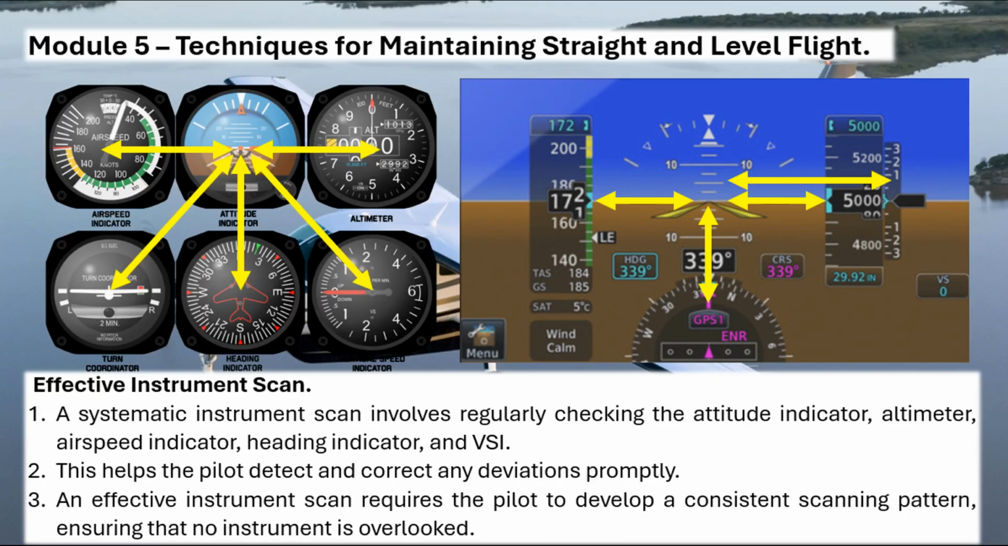Techniques for maintaining straight and level flight. Effective instrument scan. 1. A systematic instrument scan involves regularly checking the attitude indicator, altimeter, airspeed indicator, heading indicator, and VSI. 2. This helps the pilot detect and correct any deviations promptly. 3. An effective instrument scan requires the pilot to develop a consistent scanning pattern, ensuring that no instrument is overlooked.